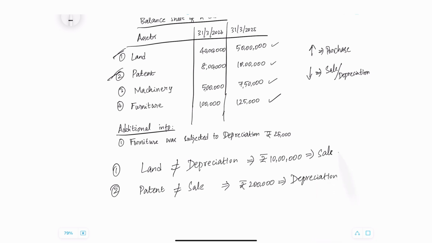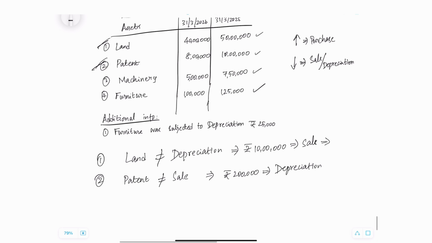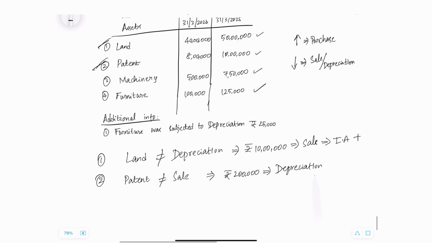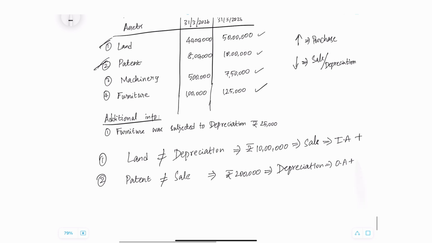Let me quickly also tell you, if you had assumed it as sale, what you have to do. You have to go to investing activity and add the sale amount as cash inflow. In this scenario, a decrease in patent will be added in step 2 of operating activity. That's it, you will do only that much. It will be treated as depreciation, a non-operating, non-cash expense. So you just have to add it back in operating activity step 2.